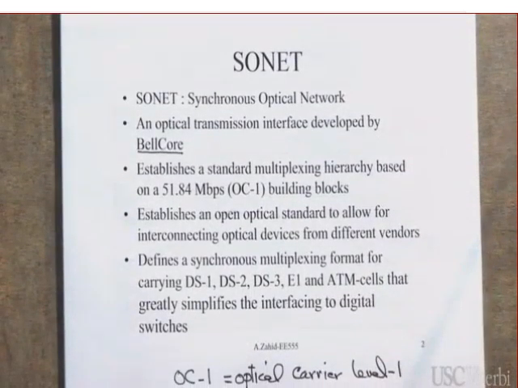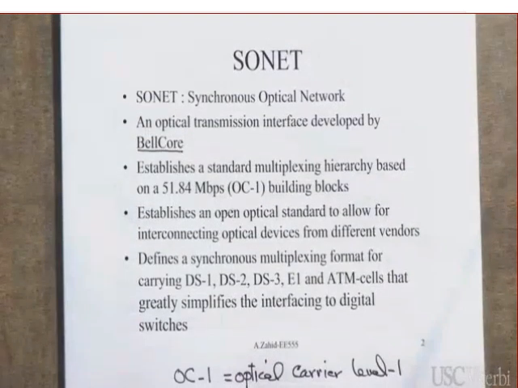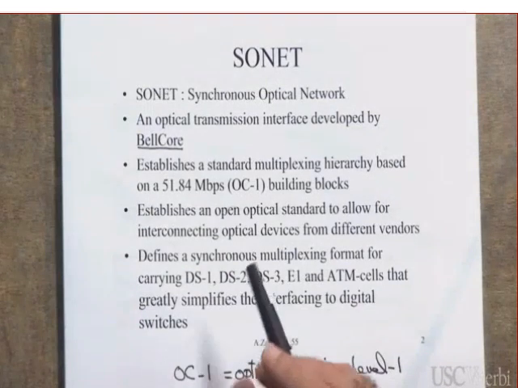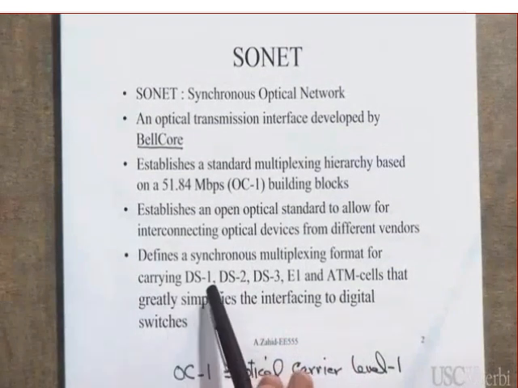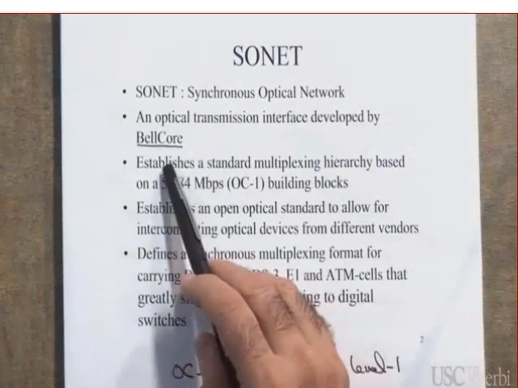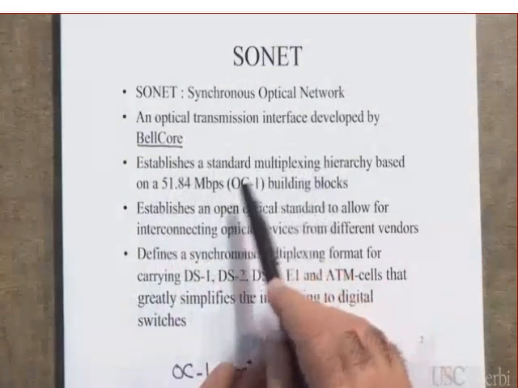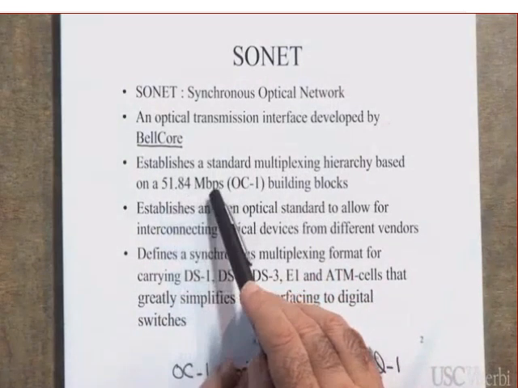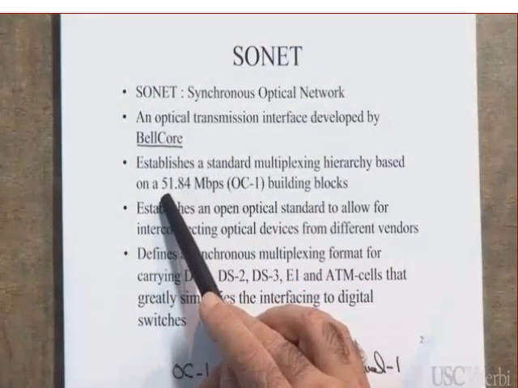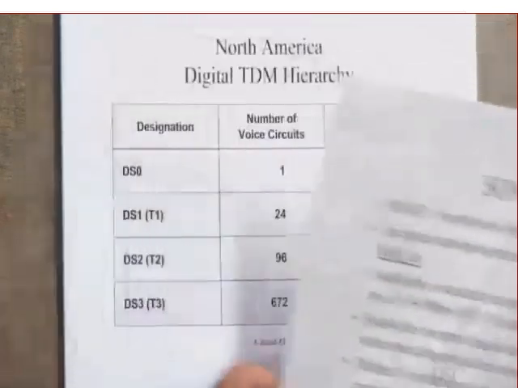So let's start with SONET. Again, it stands for the synchronous optical network. It is a little bit misleading because SONET actually defines an optical interface, and it also defines a synchronous multiplexing format for carrying all of these types of services that used to be served by the digital hierarchy. Everything is based on 51.84 megabits per second. They refer to it as an OC1. I will show you where this number came from in just a second.